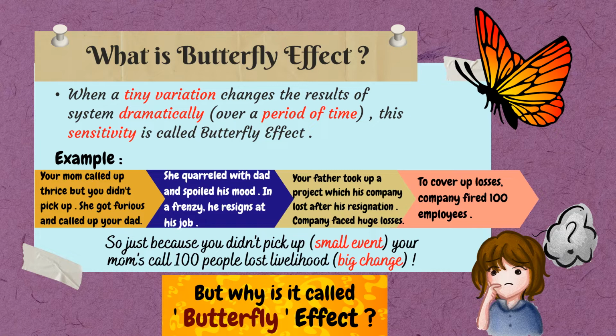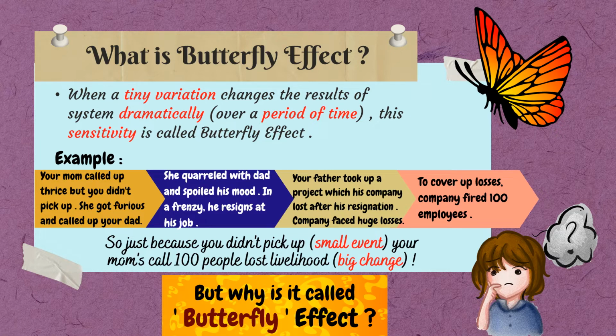So there was a small event that you didn't pick up your mom's call. The instant effect was she got furious, she got angry. But in the long run, the big change occurred: 100 people lost their livelihood just because you didn't pick up your mom's call. That's how a small event led to a big change.